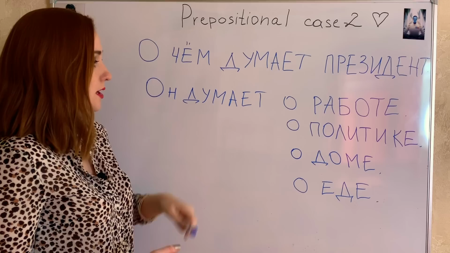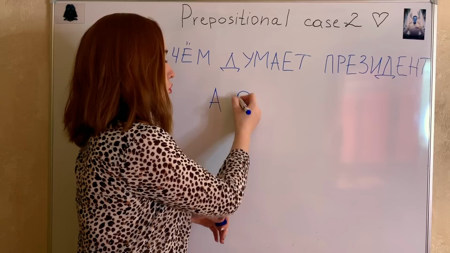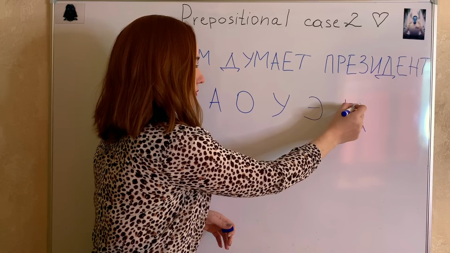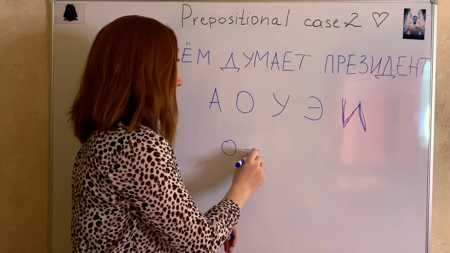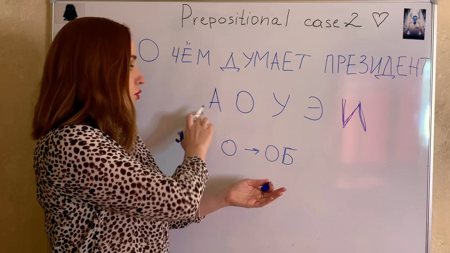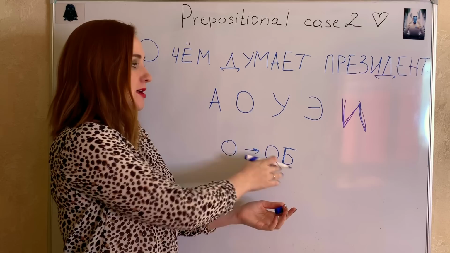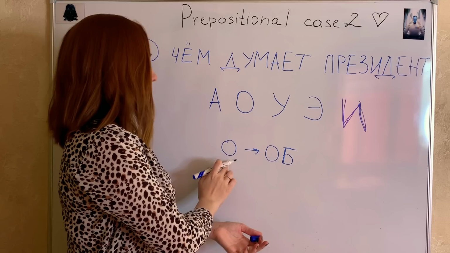But now we have an interesting situation. Listen to me. If a word starts with а, о, у, э, or и, one of these letters, this preposition о turns to об. And it's simply because it's just easier to pronounce. It's difficult to say о а, о о, о у, о э. It's easy to say оба, обо, об, simply because it's easier to articulate. So remember, if a word starts with one of these letters, you change о to об.